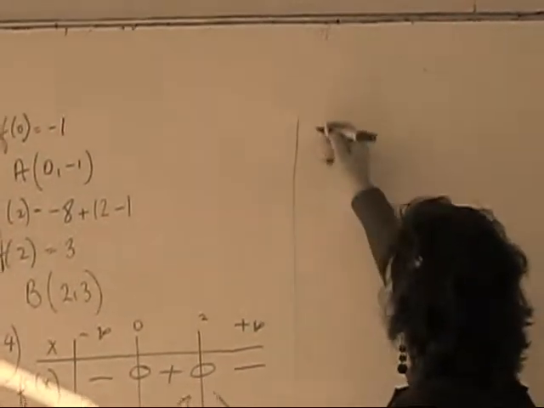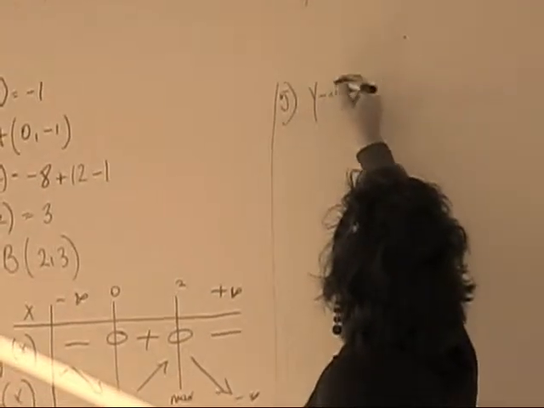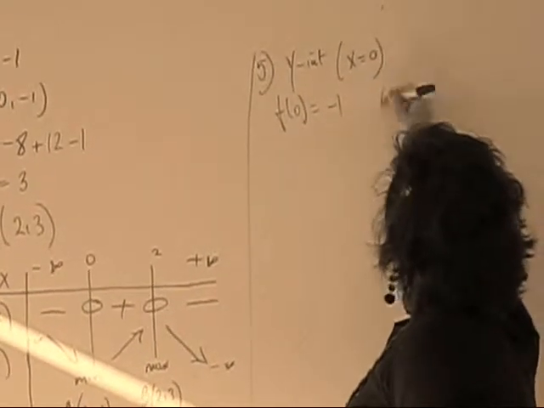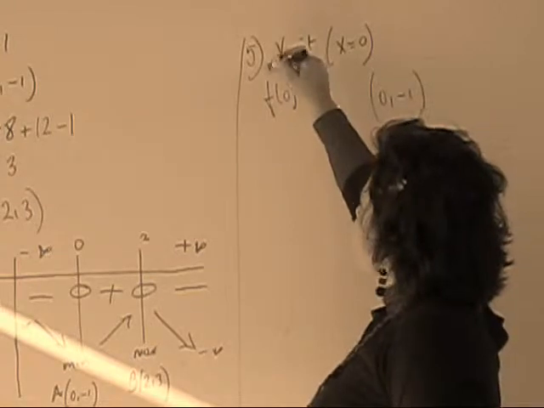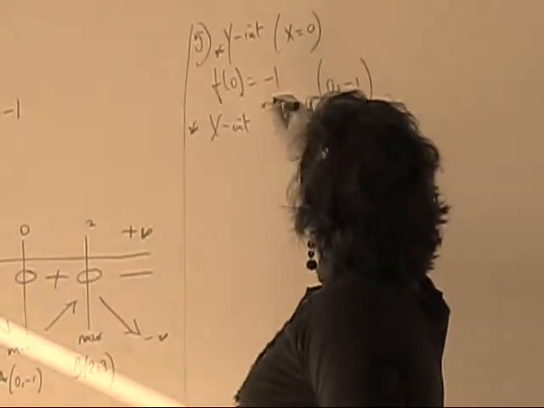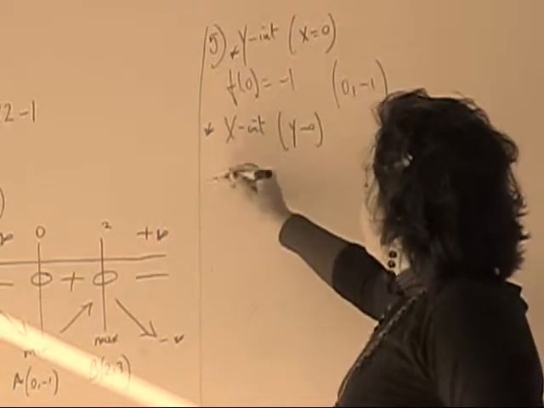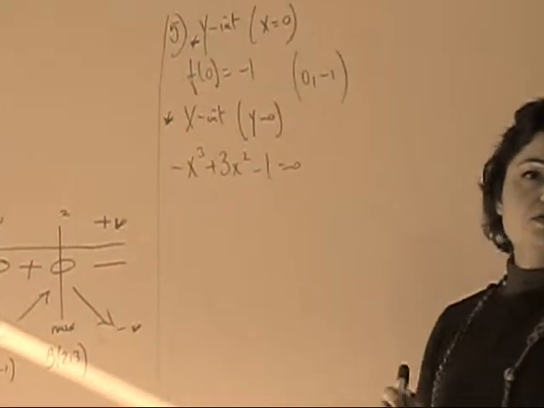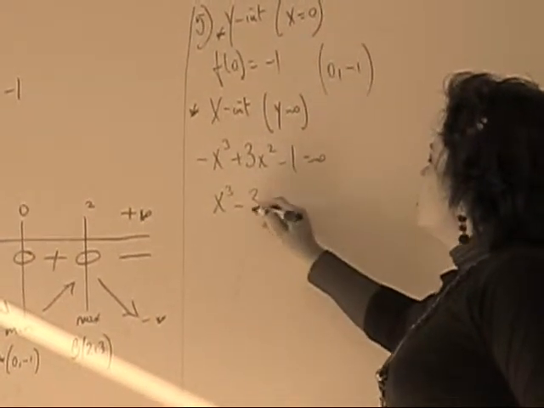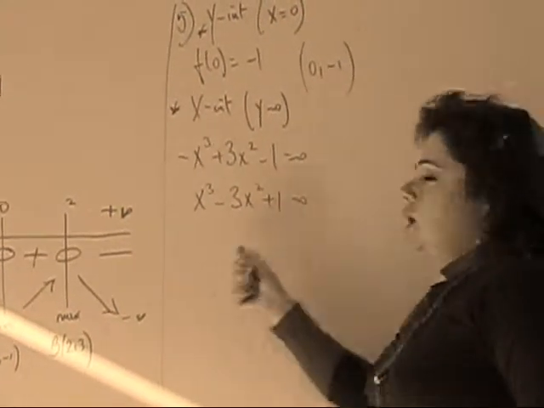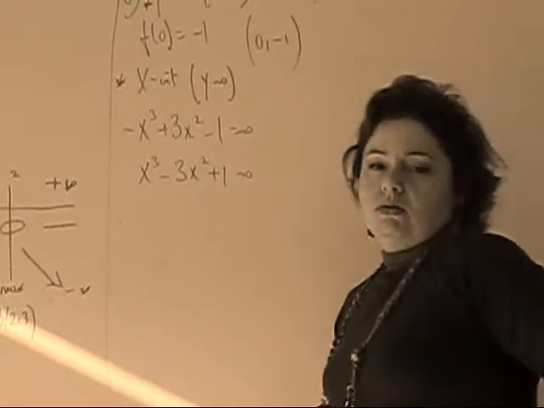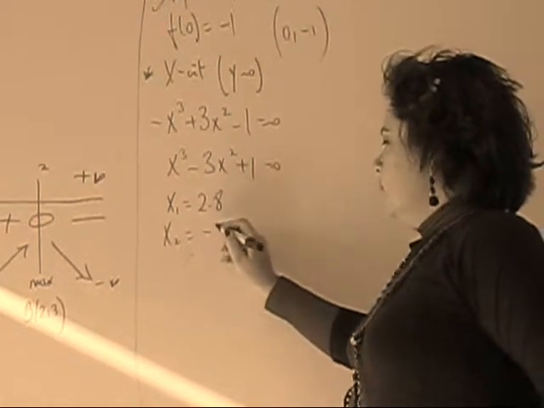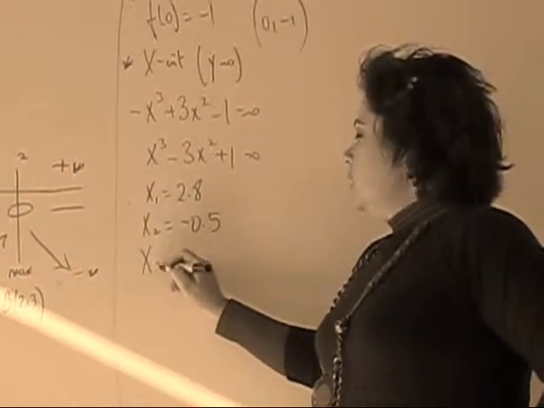Then we go to step 5, which is the x and y intercepts. The y intercept means x equals 0. So f of 0 equals minus 1. So 0, minus 1 is our first intercept. The x intercept means y equals 0. So minus x cubed plus 3x squared minus 1 is 0. Multiply by minus 1 to make calculation easier: x cubed minus 3x squared plus 1. Use your calculator to find the roots: x1 equals 2.8, x2 is minus 0.5, x3 is 0.6.